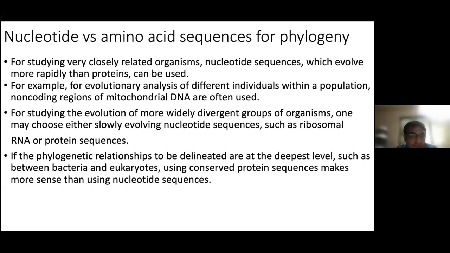We already discussed in detail in the multiple sequence alignment which one you should use. Obviously, if it's coding sequences, we'll go for the amino acid sequences to create the phylogenetic trees. If it's closely related organisms, nucleotide sequences, which evolve more rapidly than proteins, can be used. For example, in the evolutionary analysis of different individuals within a population, non-coding regions of mitochondrial DNA are often used.